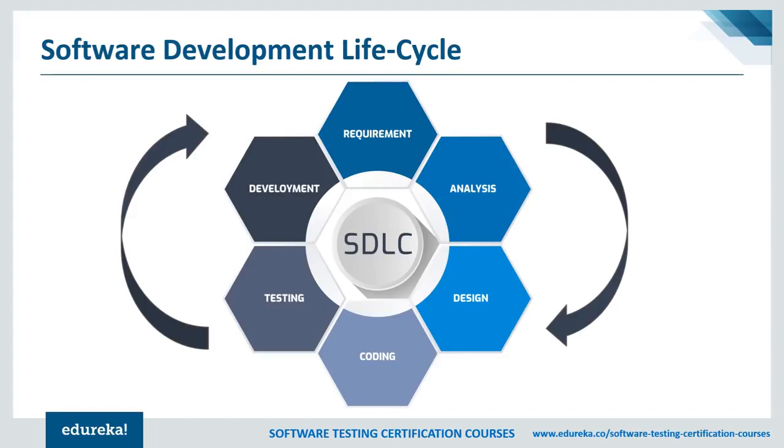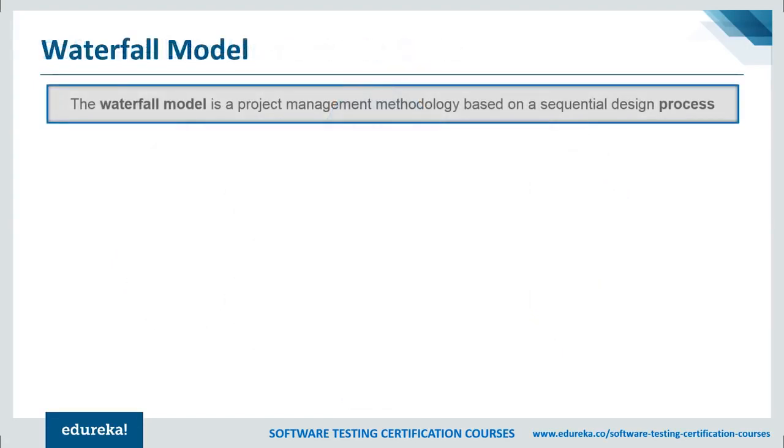100% testing is not possible because the way testers test the product is different from the way customers use the product. Maintenance should be done as per SLA, that is service level agreement. These are the various phases involved in the software development lifecycle, and this is how it works. Now we have different models of software development lifecycle like waterfall model, spiral model, agile model, etc. Now let's talk about the waterfall model and understand how it works.